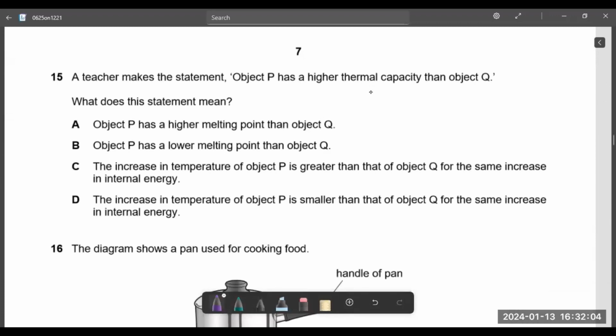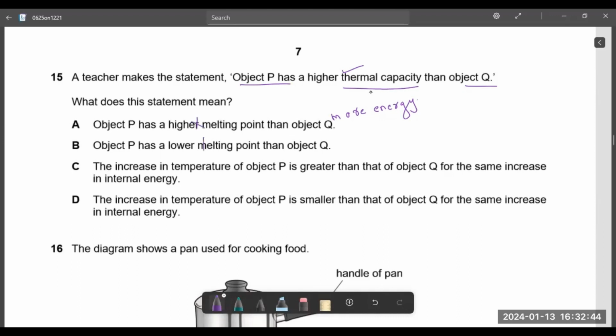A teacher makes a statement, object P has higher thermal capacity than object Q. What does this statement mean? So when an object has higher thermal capacity, it means it requires more energy to change its temperature compared to an object with lower thermal capacity. So more energy is required to change its temperature. So which statement is correct?